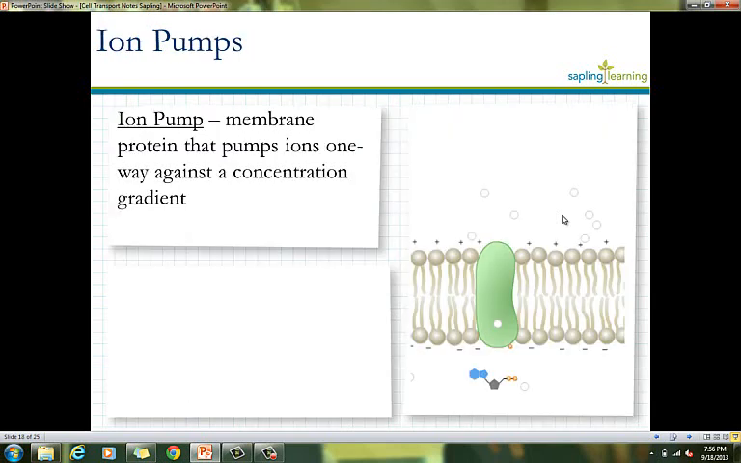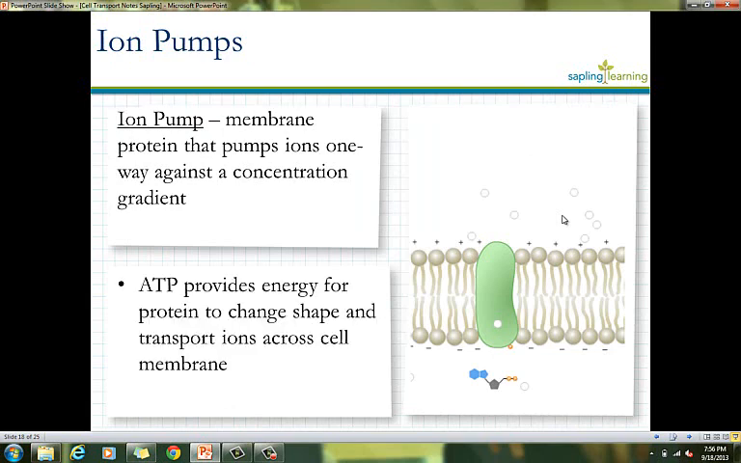The ion pump is a membrane protein that pumps ions one way against the ion's concentration gradient. ATP provides the energy needed for the membrane protein to change its shape in order to transport the ions across the membrane. An example of a molecule that is transported by the ion pump is sodium ion. Sodium ions are transported out of the cell to be used in co-transport, which is another type of active transport.